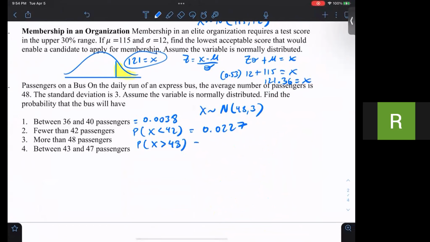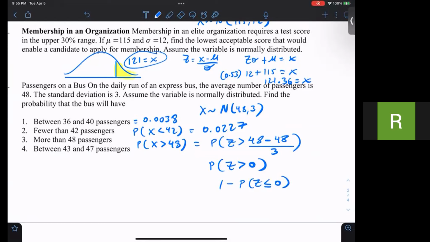48 passengers. So this is Z, 48 minus 48. Actually, yeah, more than 48. Yeah, 48 over sigma, right? So this is going to be 0. So this is 1 minus the probability of Z less or equal than 0. So that should be what? Less equal to 0. 0 is the mean, right? That should be 0.5, right? Because that's exactly right in the middle. The Z score of 0 or less than 0 is 50% of the normal distribution, or the standard normal distribution in this case. So this is supposed to be 0.5.